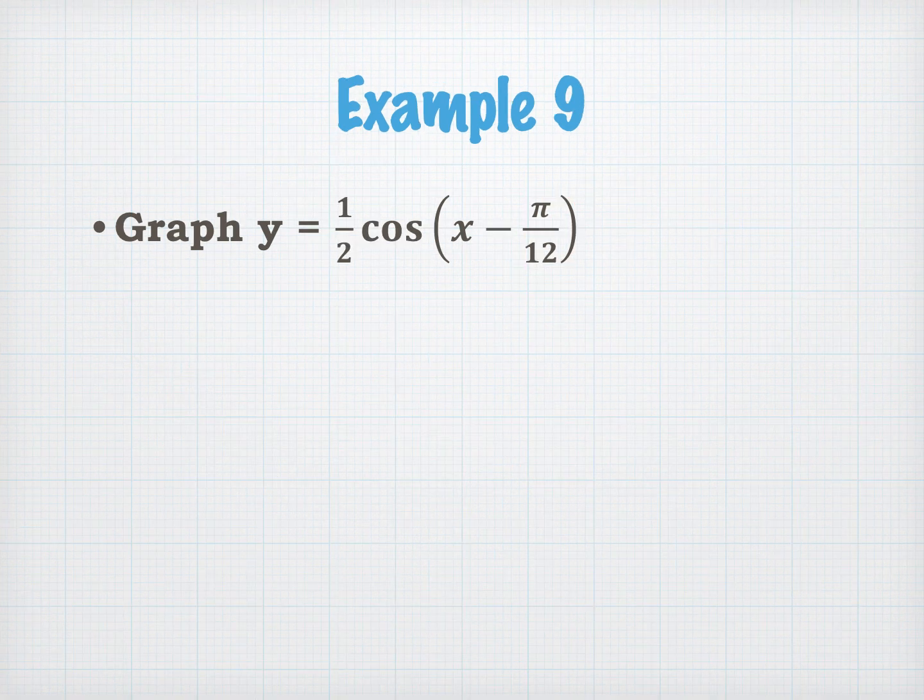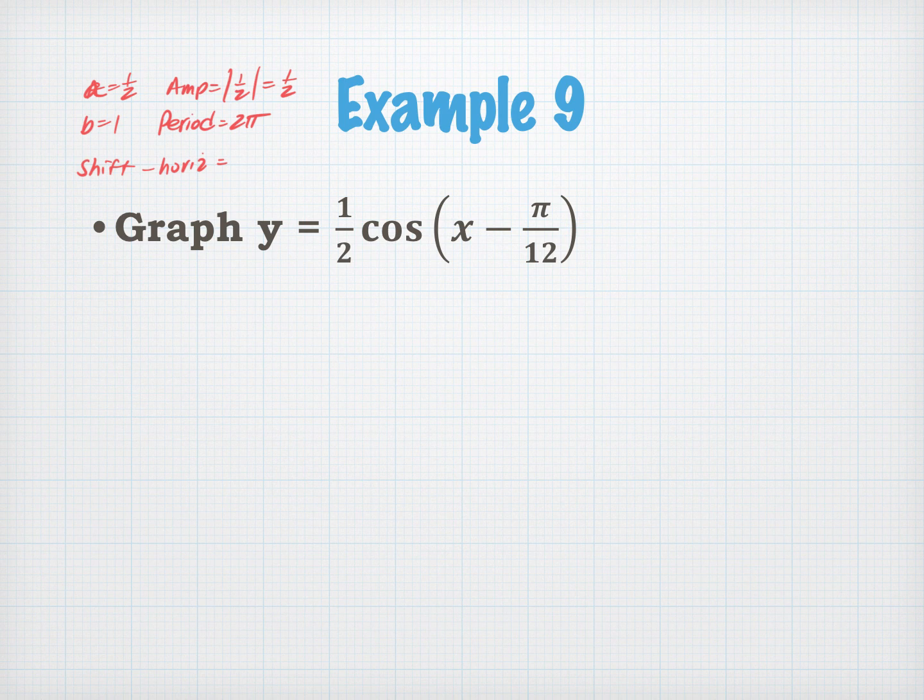And last one. So again here we have an A value of a half, so we know the amplitude equals the absolute value of the half, or a half. We've got our B value is 1, so we know our period is 2 pi. And we have that our shift is going to be a horizontal shift, and it's going to be pi over 12 units to the right.